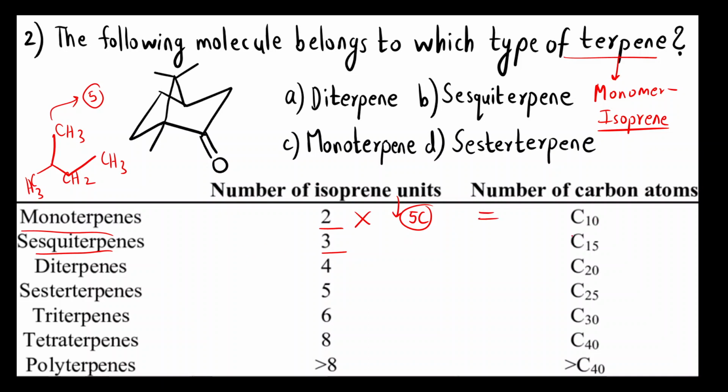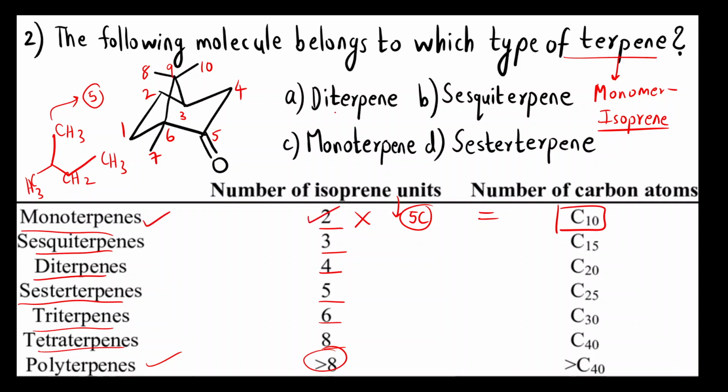A 3 isoprene unit compound is called a sesquiterpene. If there are 4 isoprene units, diterpene; 5 isoprene units, sesterterpene; 6 is called triterpene; 8 is called tetraterpene; and if it is greater than 8, then it is called a polyterpene. So what we have to do in this question is just count the number of carbon atoms. 1, 2, 3, 4, 5, 6, 7, 8, 9 and 10. So in total there are 10 carbons. 10 carbons means there are 2 isoprene units present, so it is a monoterpene. So the correct answer is option C.